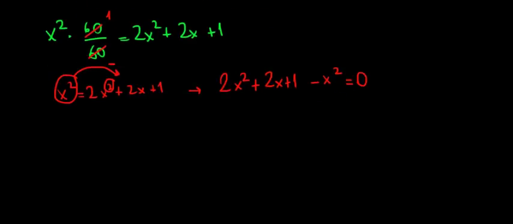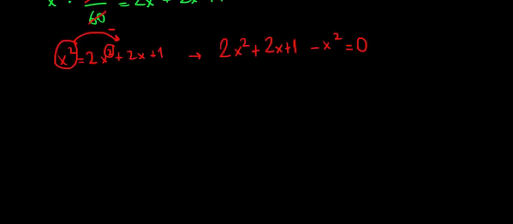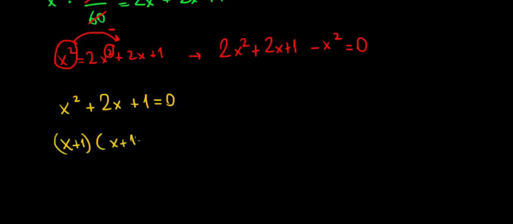Alright, what is 2x squared minus x squared? That's equal to only x squared. So we have x squared plus 2x plus 1 equals 0. Alright, how can we write x squared plus 2x plus 1? Well, that's just x plus 1 times x plus 1 equals 0. And when can this be 0? Well, when x plus 1 is equal to 0. And if x plus 1 equals 0, what is the result? x has to be equal to minus 1. And that's it. That's our final answer.